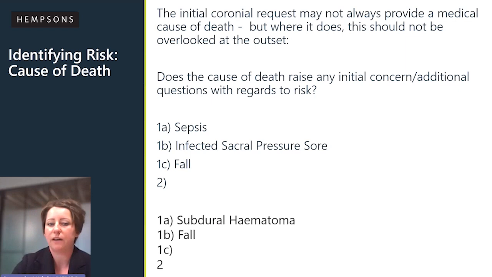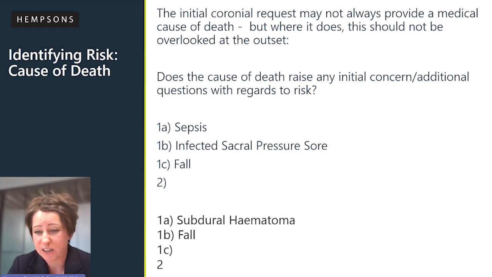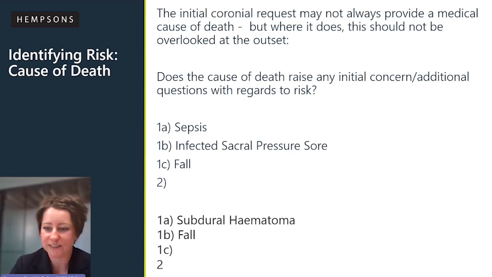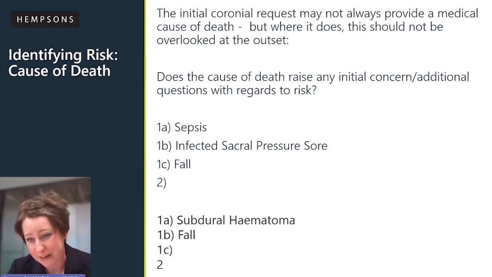Some trusts do have falls lead nurses who might have this particular person on their radar if they have fallen and suffered an injury. Speak to them, see if we've got any concerns, check that the relevant risk assessments are taking place, and that the relevant falls prevention mechanisms were in place. Did they have a call bell, did they have side rails, did they need them, was capacity an issue?